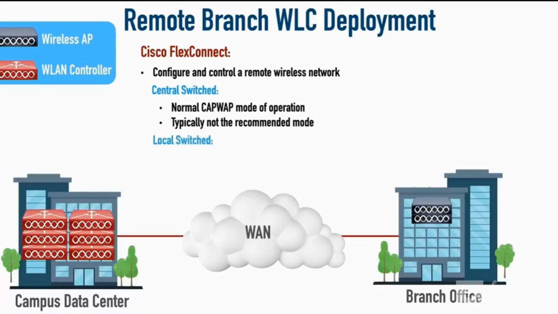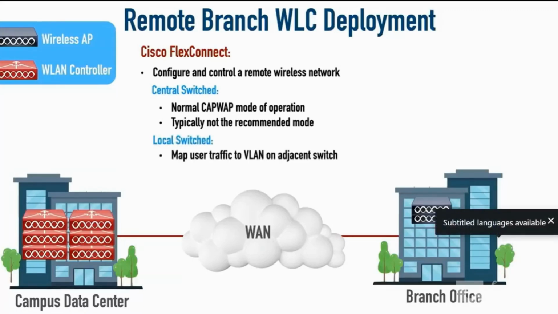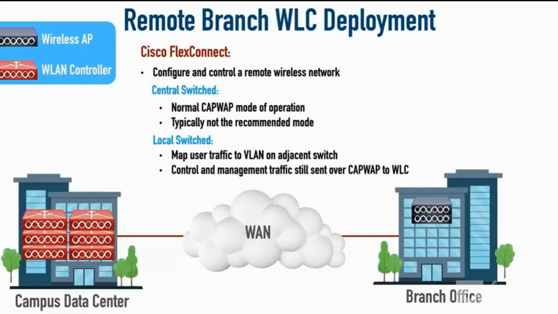Instead, we can use local switched. With local switched, that end user traffic can stay local to the branch office, and the access points will be intelligent enough to properly forward that end user traffic. And I emphasize that this is end user traffic that's staying local because we're still going to be using CAPWAP to communicate with that centralized repository of wireless LAN controllers back at the data center. So we are going to be going over the WAN, but just for control and management traffic. And that's a look at a few deployment options for wireless LAN controllers in an enterprise network.